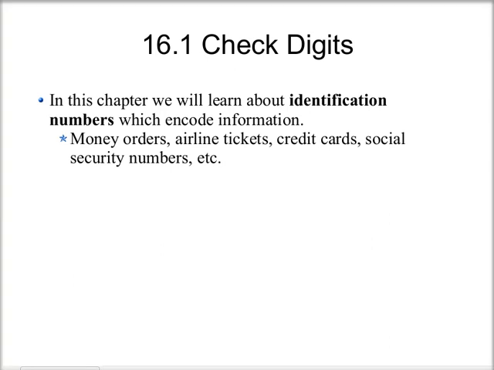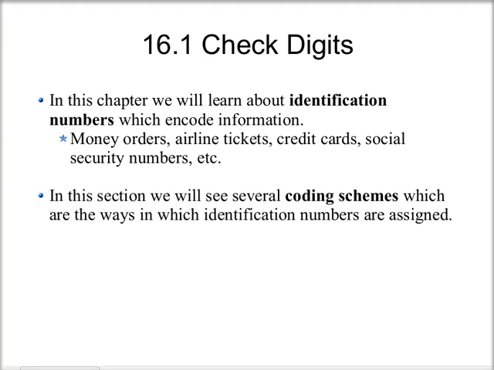In this chapter, we're going to learn about identification numbers, which are numbers that encode information. Some examples of places where you'll see identification numbers are on money orders, on airline tickets, credit cards, and your social security number. For WCU, your identification number is your 92 number. In this section, we're going to look at ways of assigning identification numbers, which are called coding schemes.